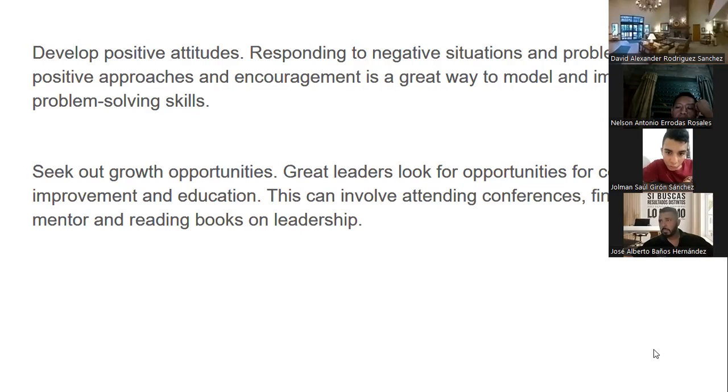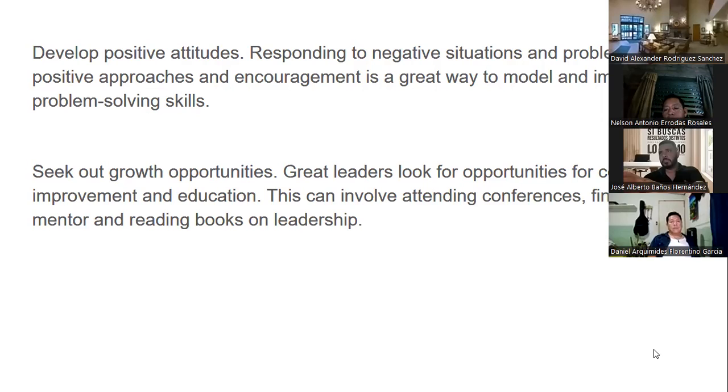Encouragement is a great way to model problem solving skills. Seek out growth opportunities. Great leaders look for opportunities for continuous improvement and education. This can involve attending conferences, finding a mentor, and reading books on leadership. Okay, what did you understand in your words?